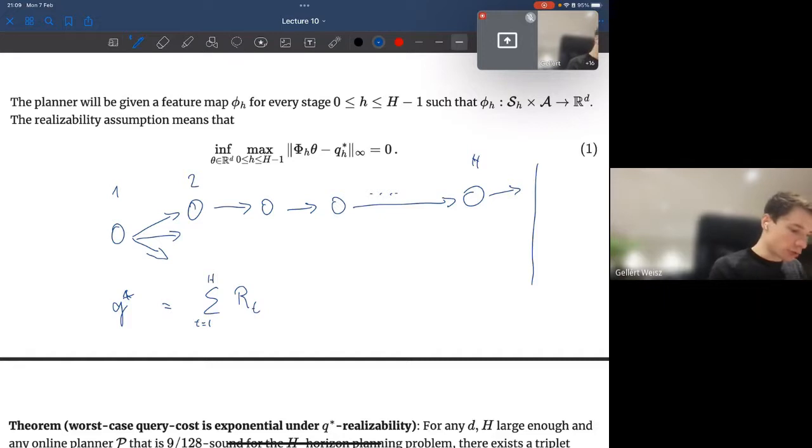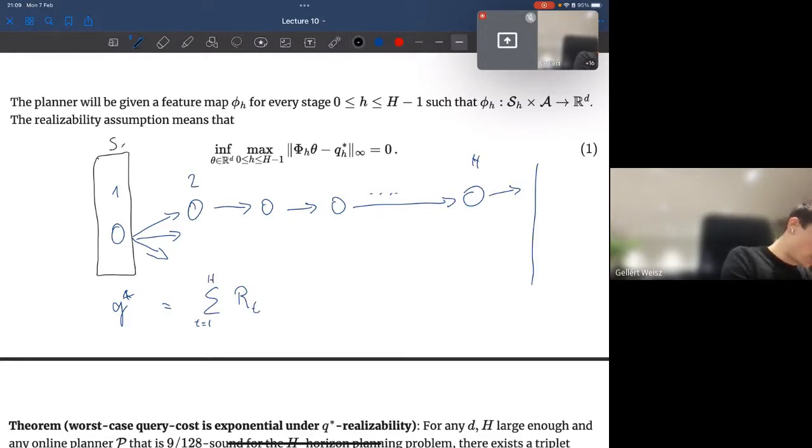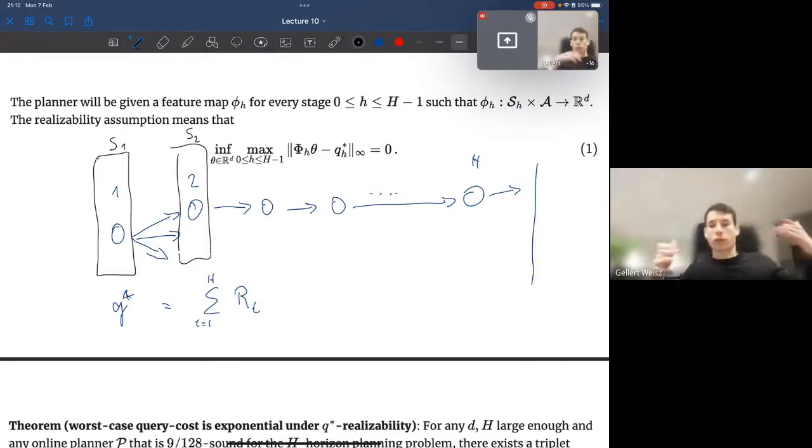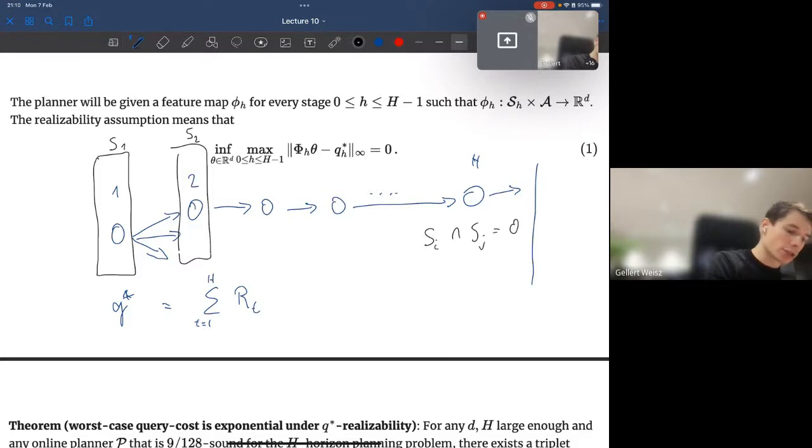We have some special notation on top of this, which is that all the states in the first stage are called S1, the states in the second stage are S2, and so on and so forth. Whenever you have a transition going from any state in Si, it will have to go into a state in Si plus 1. Also, Si and Sj have no intersection unless i equals j. We have this as well.